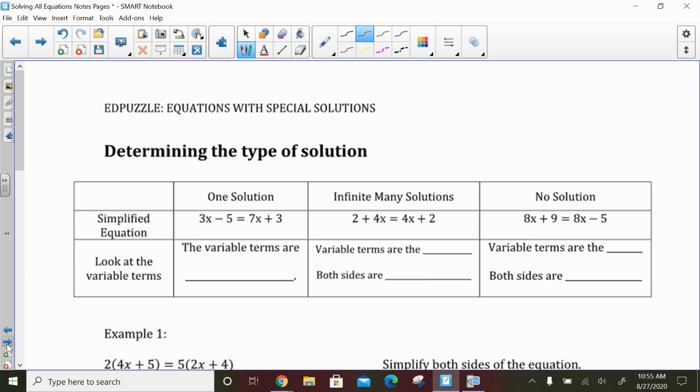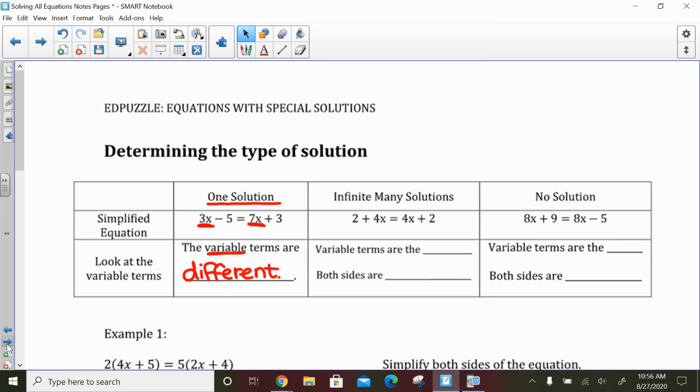And the reason I know that is the variable terms, variable meaning whatever the letter is, they are different values. If they are different, then I will definitely have one solution. Okay? Then, moving on to the next one.